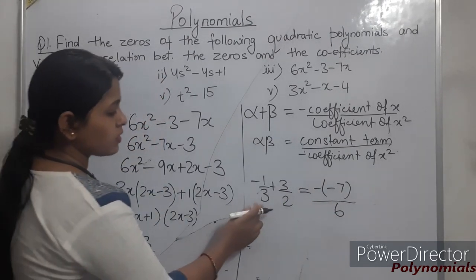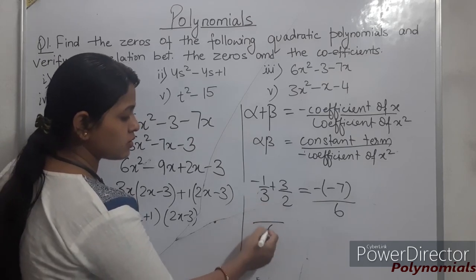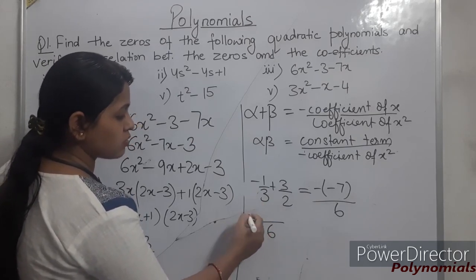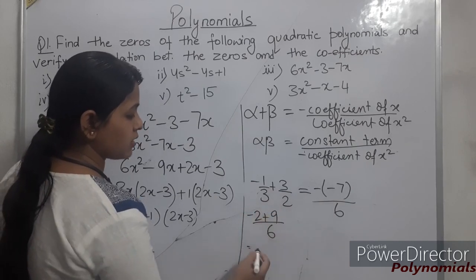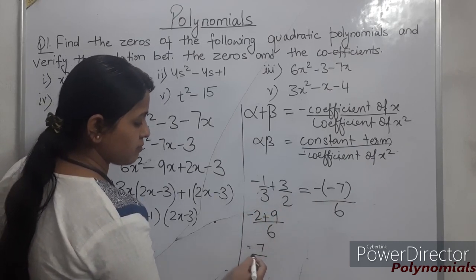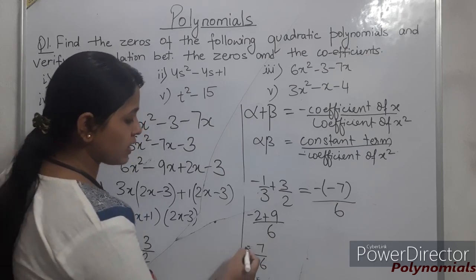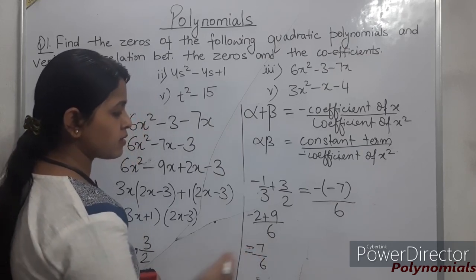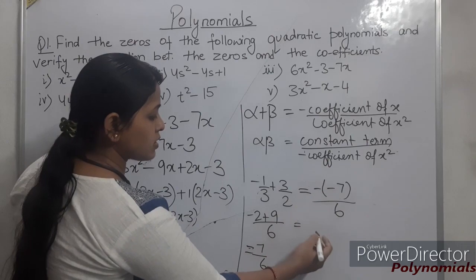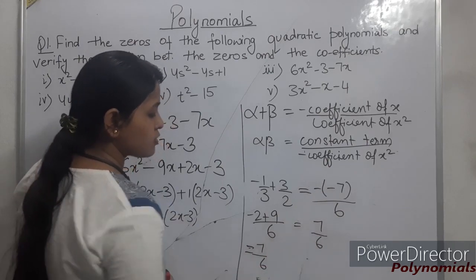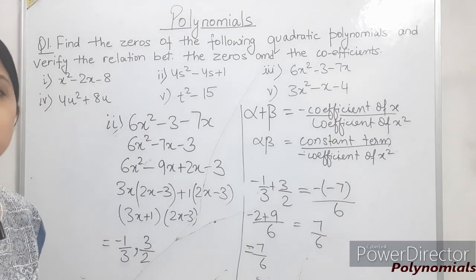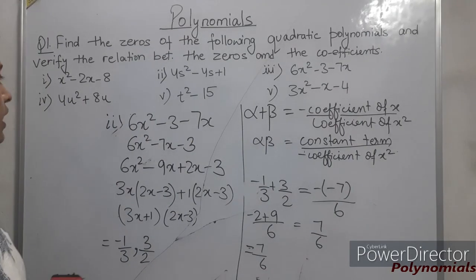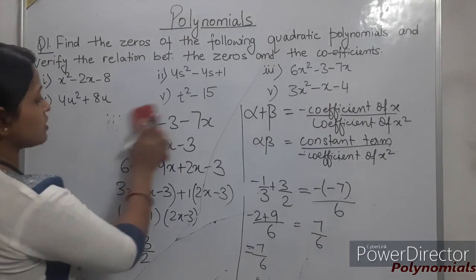So let's see. The LCM of 3 and 2 is 6. 3 into 2. So this is minus 2 plus 2 into 3. 3 into 3, 9. So this will be 7 by 6. In LHS we get 7 by 6. Now in RHS minus minus plus 7 by 6. So again our LHS and RHS are the same. So again the question is verified. Okay. So let's proceed towards question number 4.